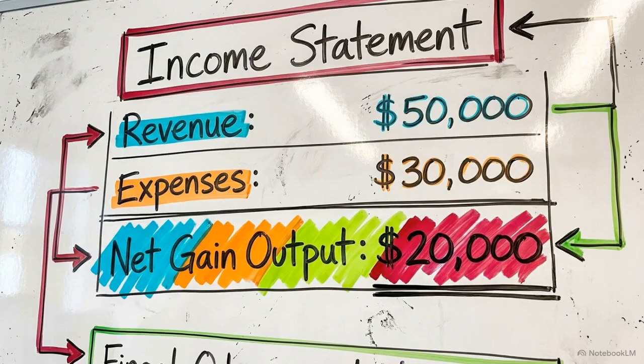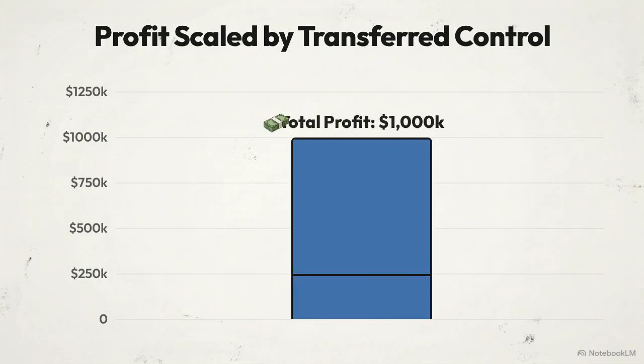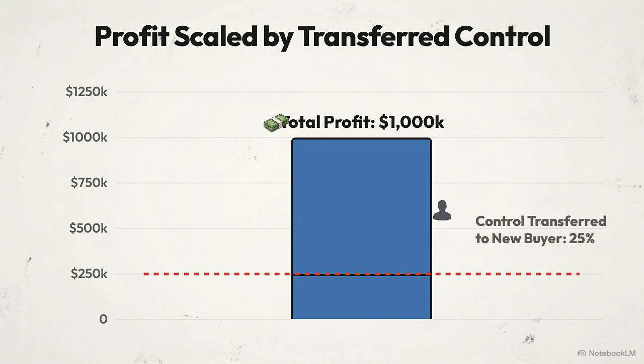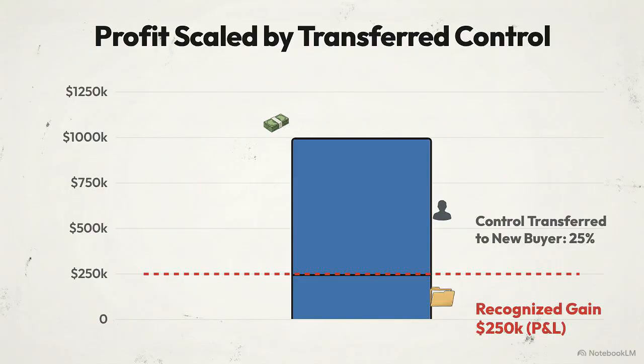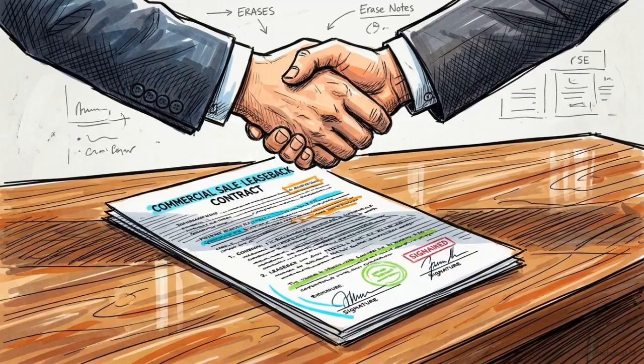Step 3 determines the actual allowable profit the seller is permitted to recognize on their income statement today. The governing principle dictates that you can only recognize profit relative to the specific percentage of control actually transferred away to the new buyer. The recognized gain equals the total profit on the sale multiplied by the fraction of control transferred. This proportional math ensures financial statements remain firmly anchored to economic reality. It proves that in accounting, you can only profit from what you truly surrender.